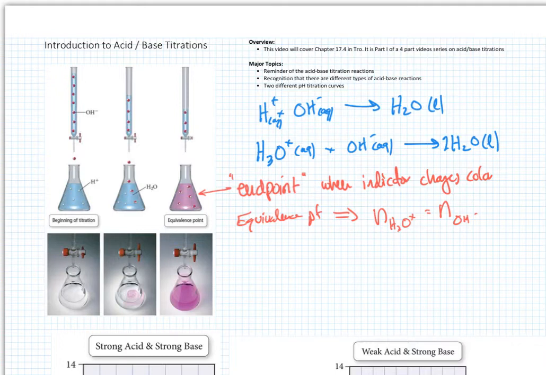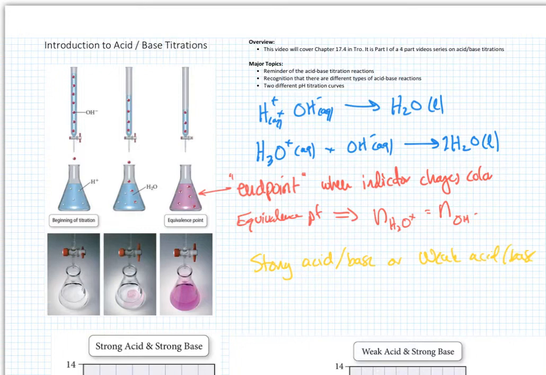All right, so the next key distinction that we need to make is we need to determine whether our reactants are strong acid base, or weak acid base.